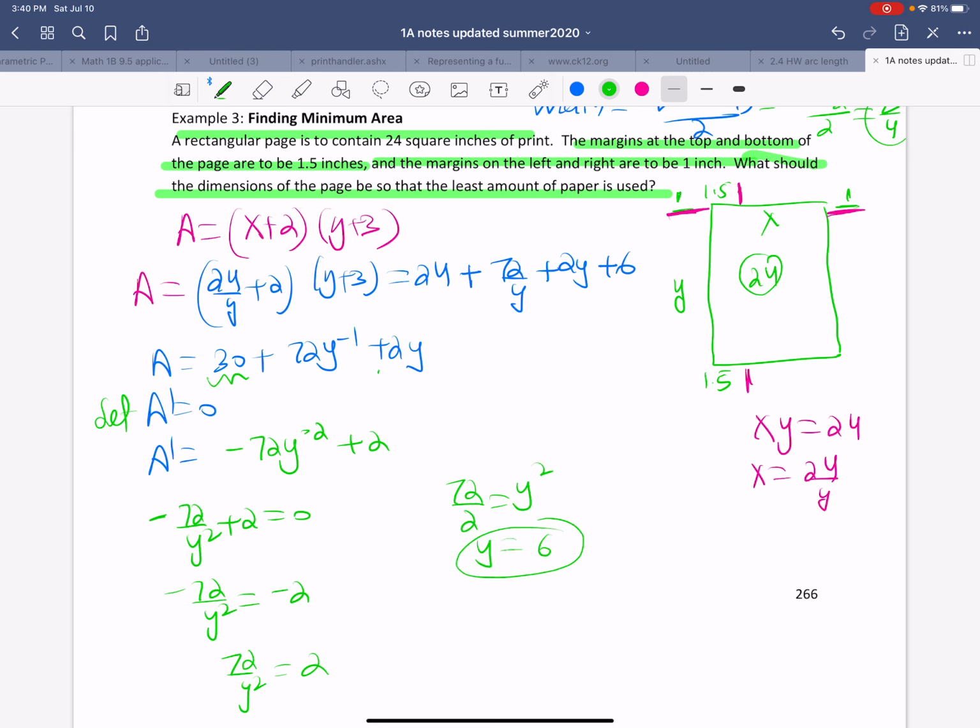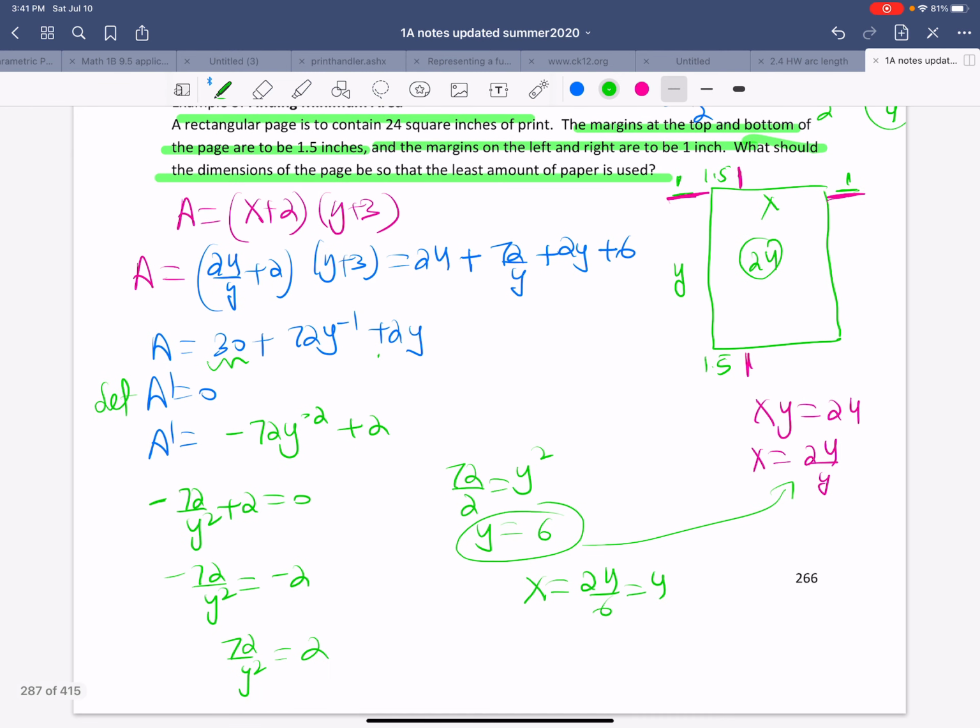So I can see the width of my paper is going to be 6. So y is equal to 6. If y is 6, we can plug this in here and find out x is equal to 24 over 6, which turns out to be 4. So the dimensions of the paper should be 6 times 9. 6 times 9 is what we should use to have 24 square inches of print inside. And that's going to be 6 inches times 9 inches.